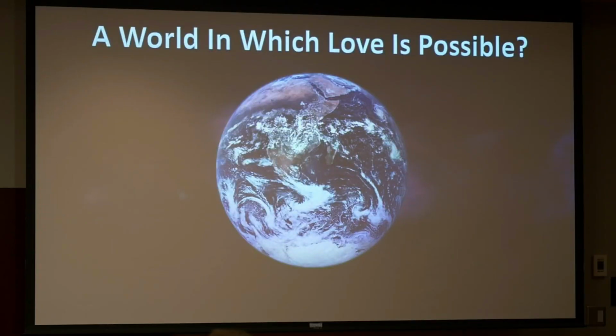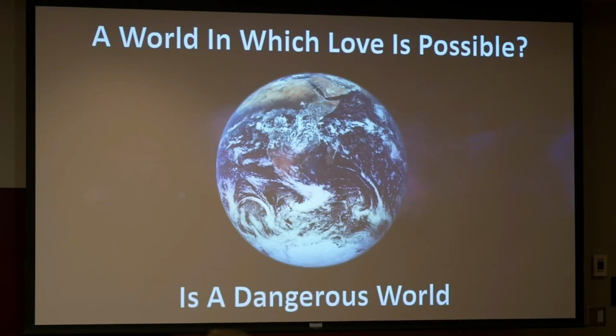So these two kinds of worlds, this is the problem. This world in which love is possible is a very dangerous place to live. Yes, love is possible, but all kinds of bad things happen under free agency. Now look, a loving God would not throw the knife at you and not tell you how to catch it by the handle or the blade.